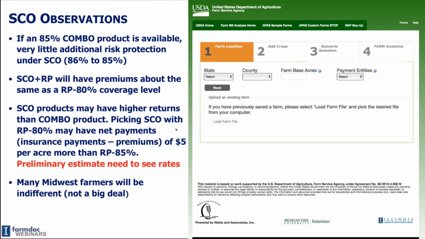Over time, SCO could pay more than RP. We'll know after the fact.